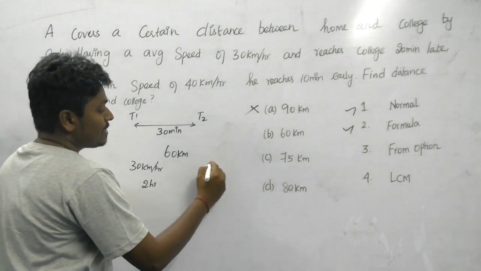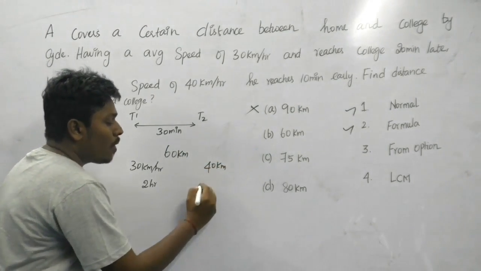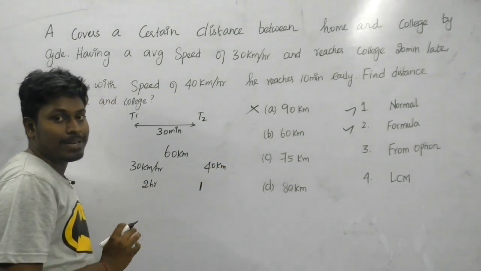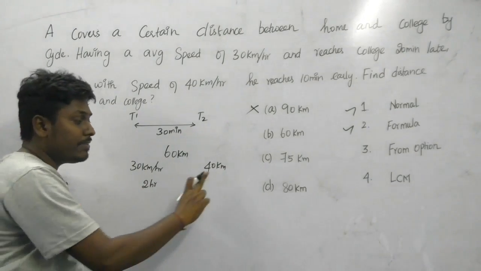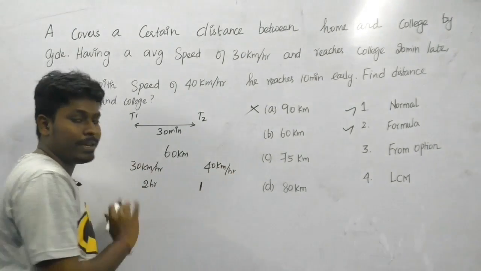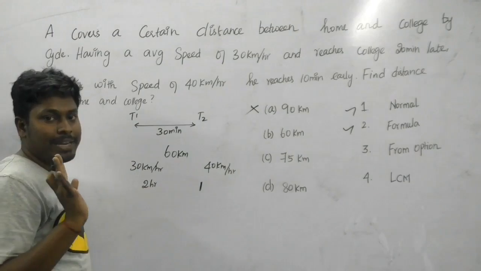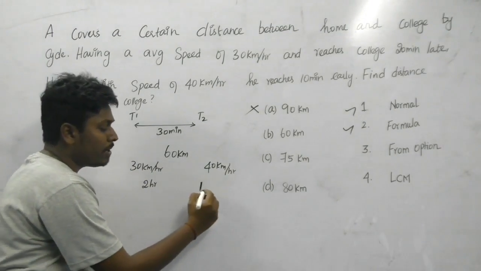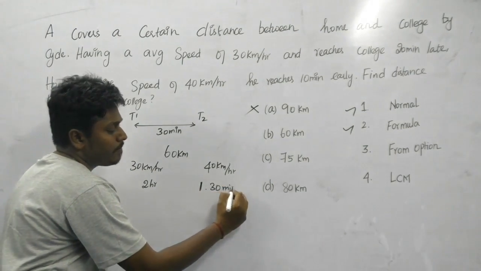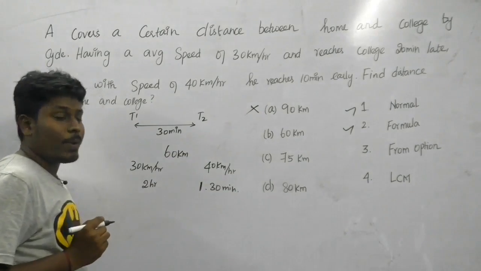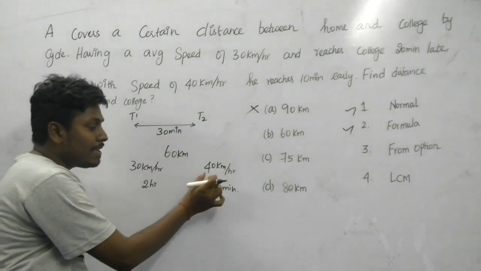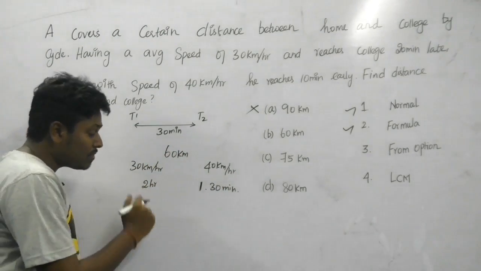Go for the next, 40 kilometers per hour, right? In 1 hour he can travel 40 kilometers, remaining is 20 kilometers. If he travels 40 kilometers in 1 hour, then in half an hour he will travel 20 kilometers, right? The remaining is also 20 kilometers, so 1 hour and a half. So 1 hour 30 minutes is required to travel the 60 kilometers if we have a speed of 40 kilometers per hour. Now see the difference.